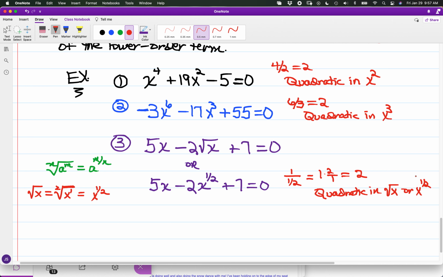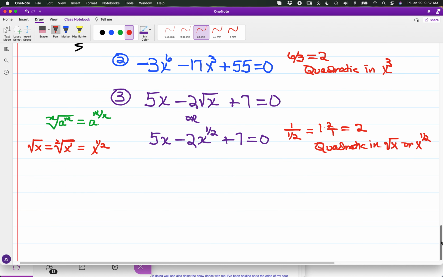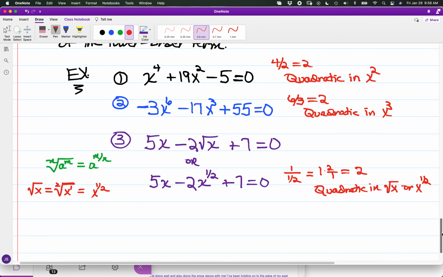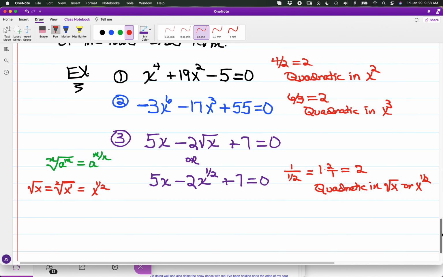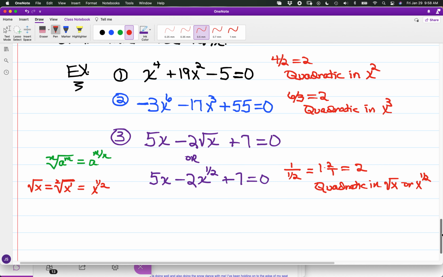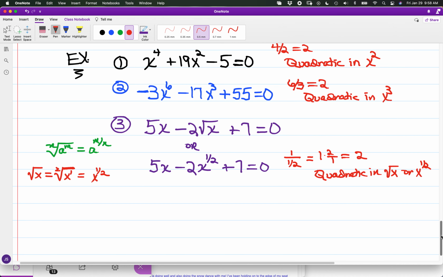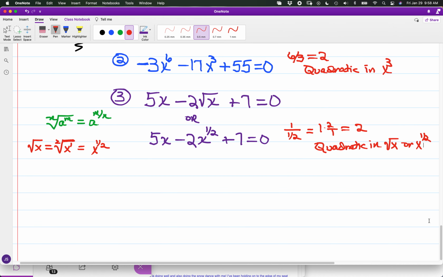Now for equations that are quadratic in form, you might have varieties of degrees, and if you have a couple of variable terms, again, the higher order variable expression is going to be twice the degree of the lower order, just like these 3 cases here.